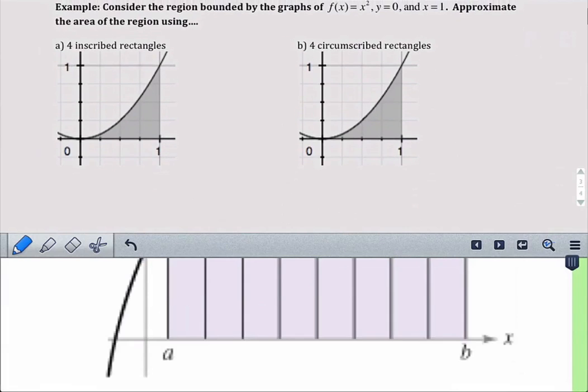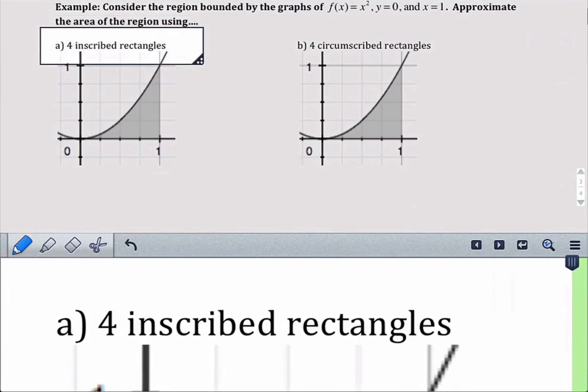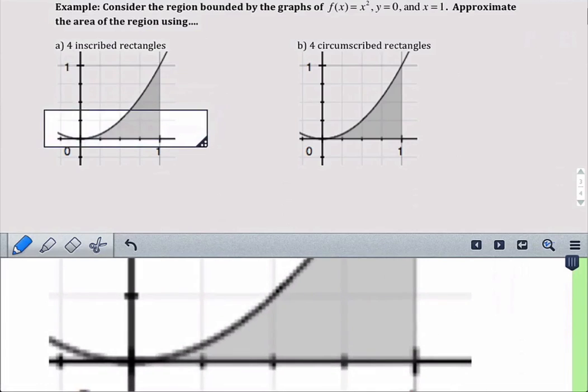So for an example, consider the region bounded by the graphs of f of x equals x squared, y equals 0, and x equals 1. And we want to approximate the area of the region first using 4 inscribed rectangles. So here's the region that we're looking for. And if we're going to do inscribed, we're going to go from 0 up to 1.